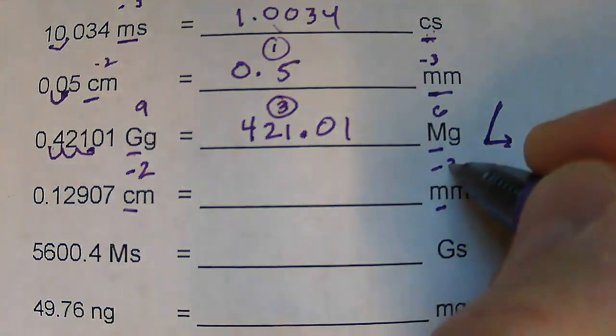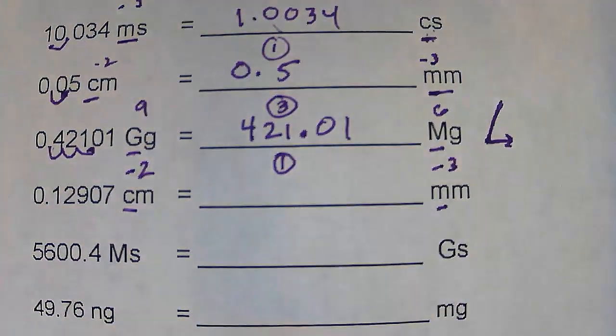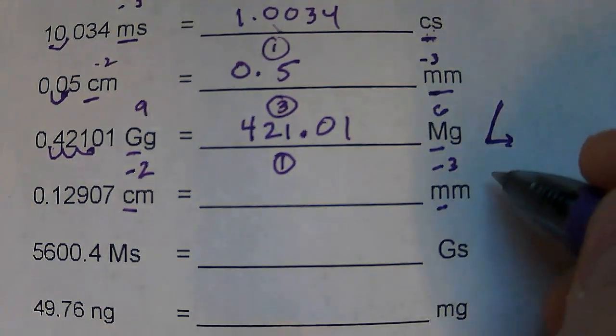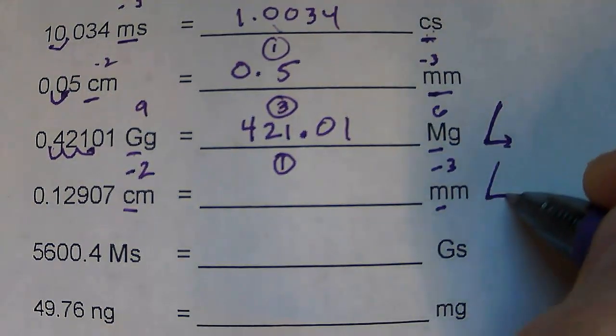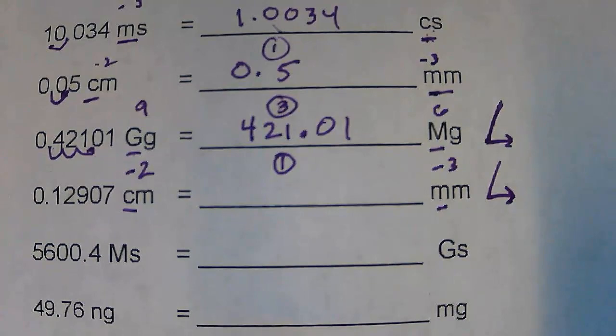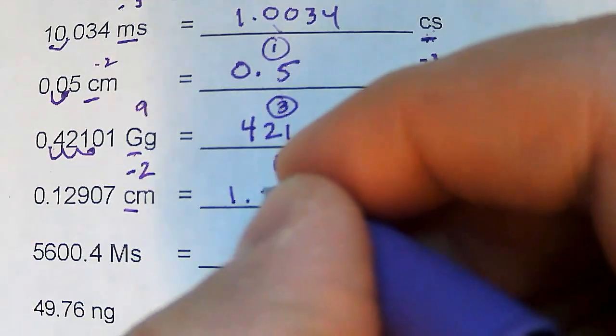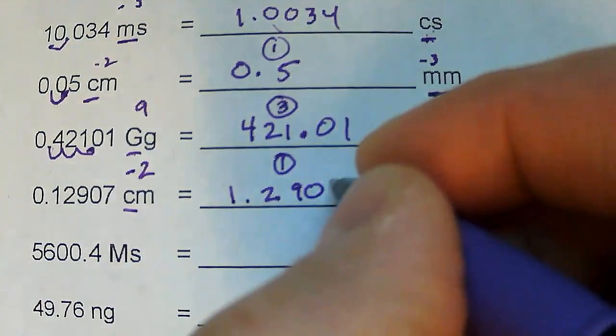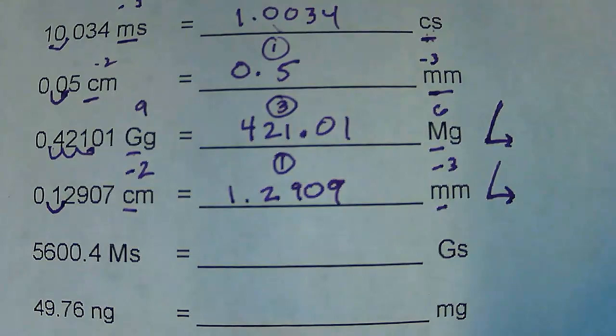Okay, so centi to milli, -2 to -3. The difference is 1. Okay, we're going down again, so we're going to move to the right. So we get 1.2907, right? So we move to the right 1.